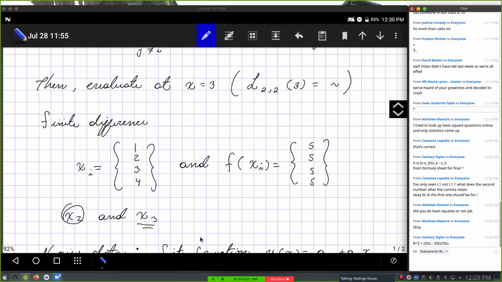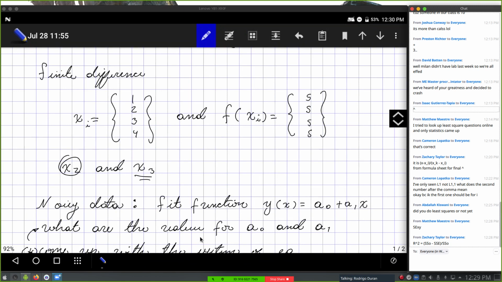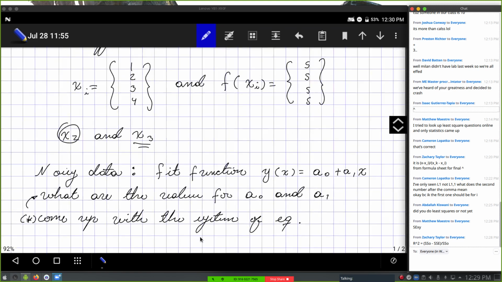Make sure you know how to do finite difference of the second order accurate and first order accurate, the formulas on your formula sheet. And all the information will be provided in this fashion: you have your x vector, and you're going to have the vector of the function, which is the evaluation of that x vector.